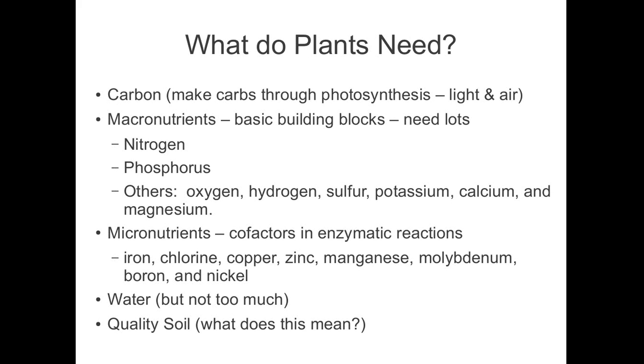Plants also need water, but you can of course drown a plant. If the soil is set up such that water is not allowed to drain away from the plant roots, so they stay surrounded in water and there's no air in the pore spaces around the plant roots, then you can drown your plant, because the mitochondria inside the plant need access to oxygen to respire. And so without access to oxygen, the plants drown and they die. And we also need quality soil, and we're going to spend a lot of time talking about what quality soil actually means. So this is what plants need in order to grow.